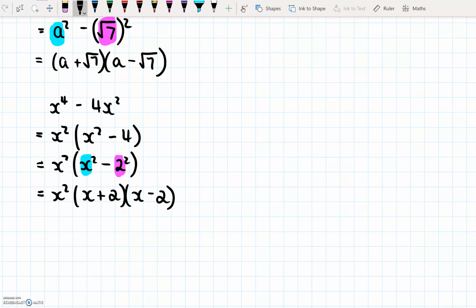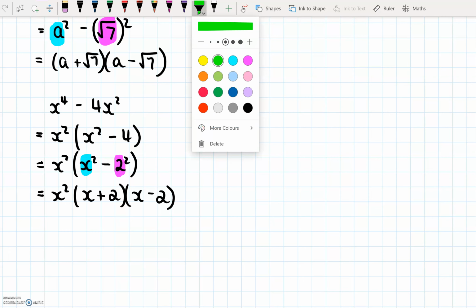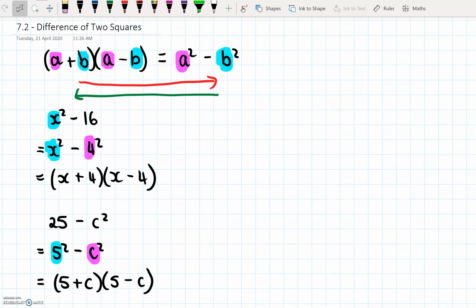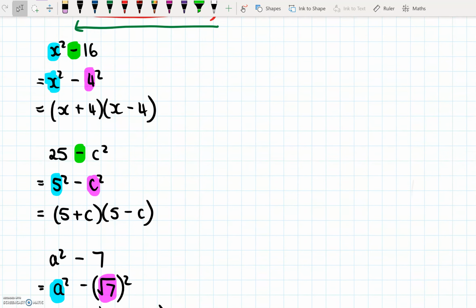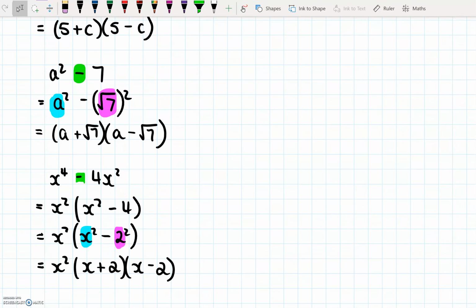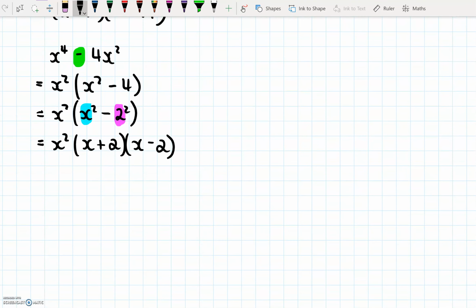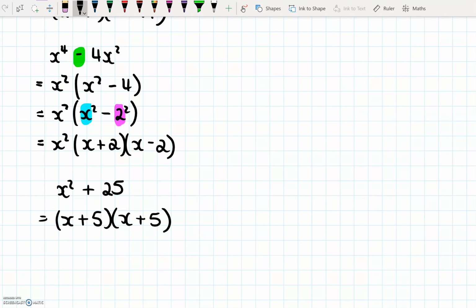Now, the other important thing here is if we go back through all of these examples, you will see all of them were minus. So what do we do if we have a plus? So what do we do if our question is to factorize, say, let's stick with x to make it easier, x squared plus 25. Now, many people think that if we have something like this, oh, that's easy, we can write this as x plus 5, x plus 5. Okay, so people think this is the answer.